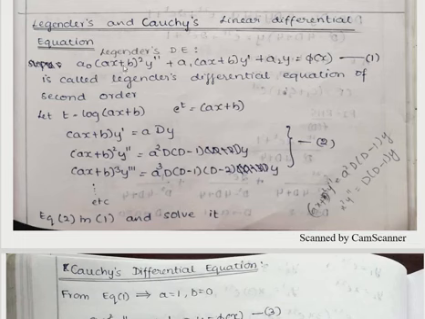Consider the differential equation of the form a0 (ax+b)^2 y'' + a1 (ax+b) y' + a2 y = φ(x). Take this as equation 1; it is called Legendre's differential equation of order 2. Here in this method we take the substitution t = log(ax+b), or e^t = ax+b.